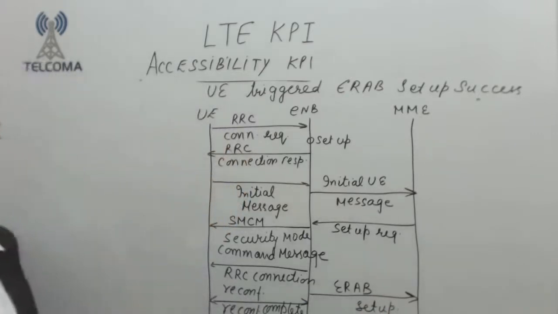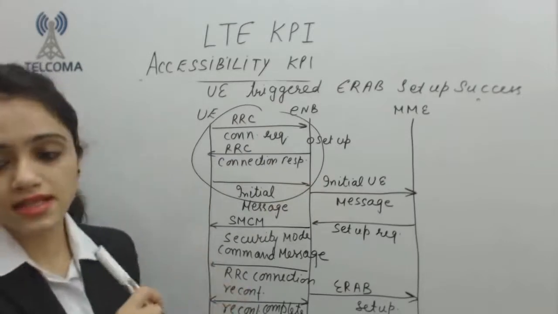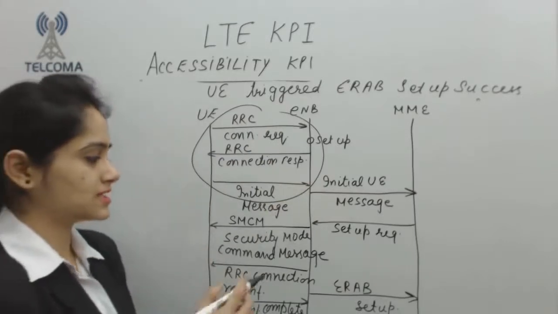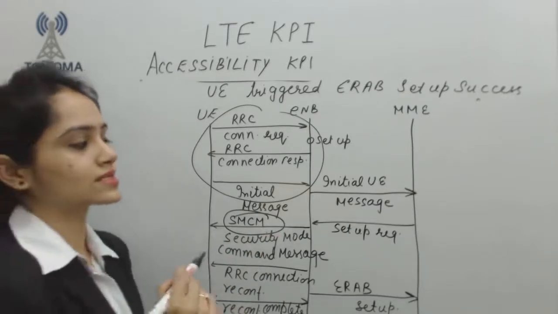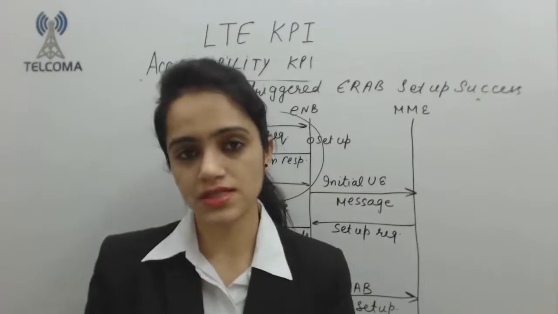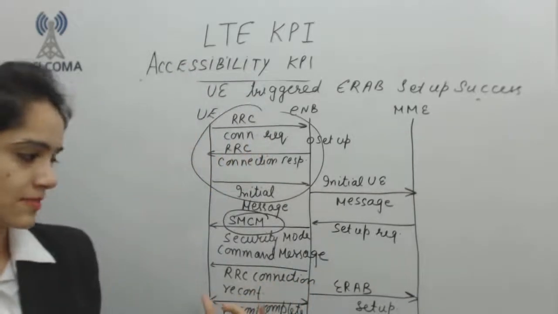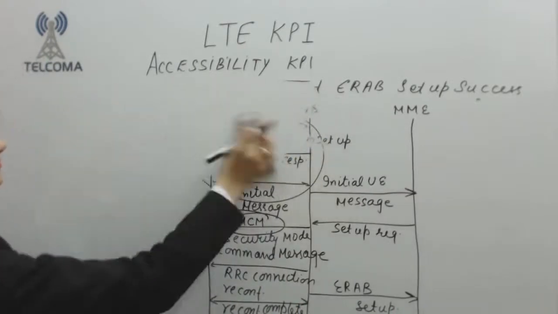So the only different thing is that first of all it is initiating a message that we had discussed in the RRC connection message. Then there is a security mode command message. Whenever the UE wants to access the network, I require to identify and to make the user secure. So that's why this part is here. Now how to calculate the KPI for this?